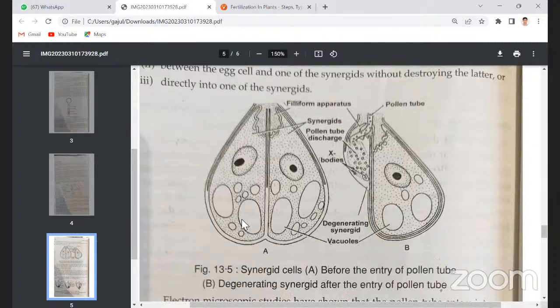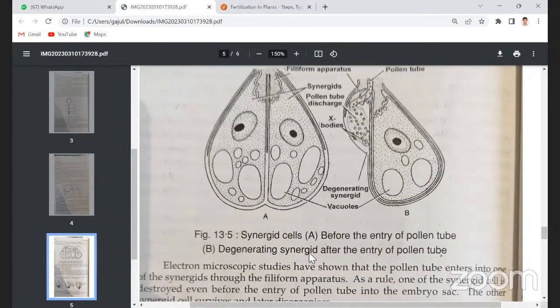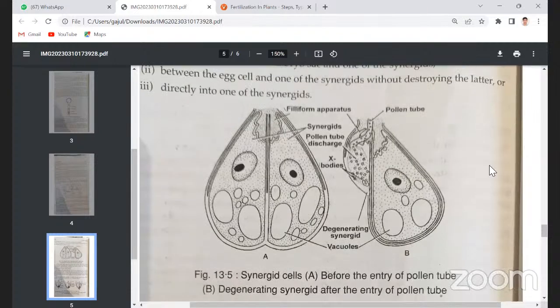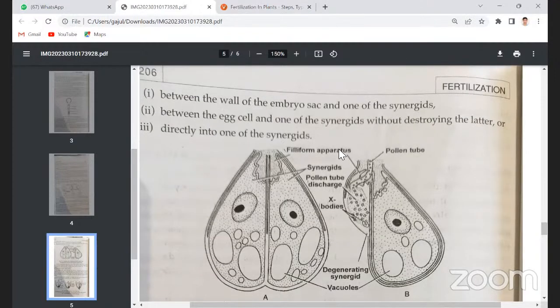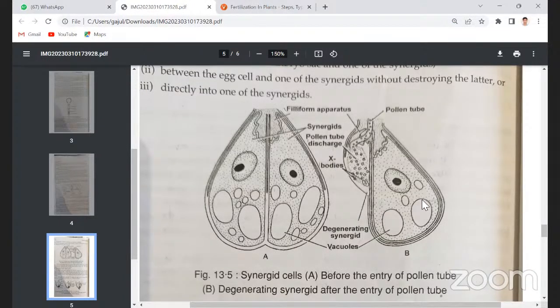You observe this diagram. These are the synergid cells before entry of the pollen tube, and the degenerating synergids after the entry of the pollen tube. How are the synergids degenerating after entry? The first one is before entry of the pollen tube. This is the filiform apparatus, synergids, pollen tube discharge, some X bodies. These are the degenerating synergids. These are the vacuoles.